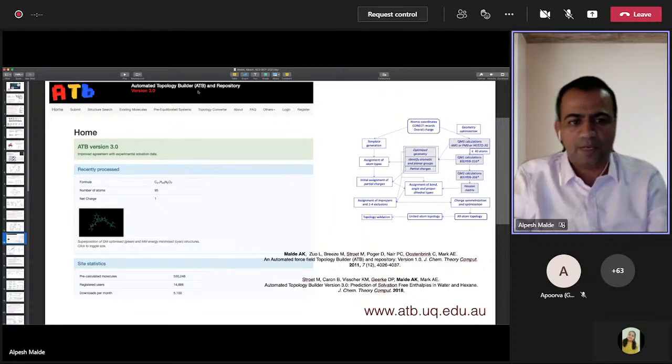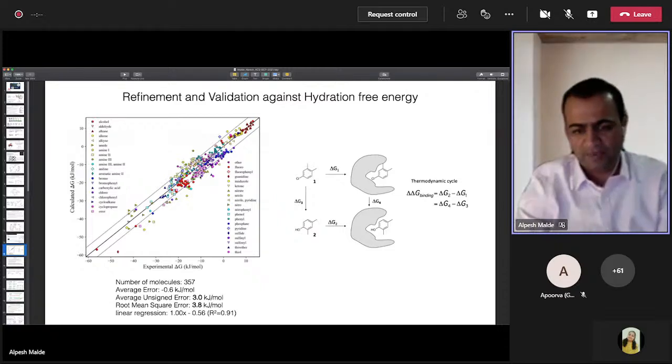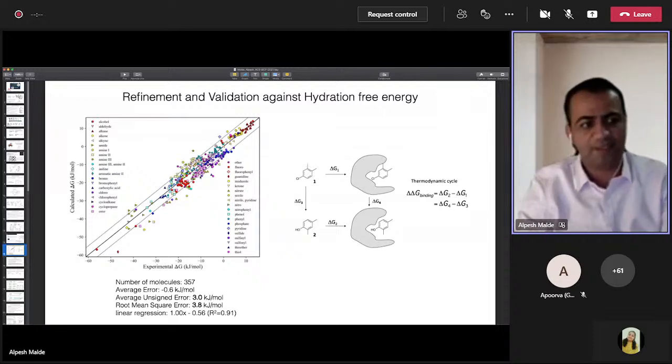Now, these molecules have been validated against what we call the hydration free energy. Here is data for about 300 molecules where we have the experimental delta G, and this is calculated using the ATB. Most of the molecules fall within the error bars of the experimental measurements. So now that we have this ability to generate a description of any drug or chemical molecule, we can expand our study to other data sets and more data sets.